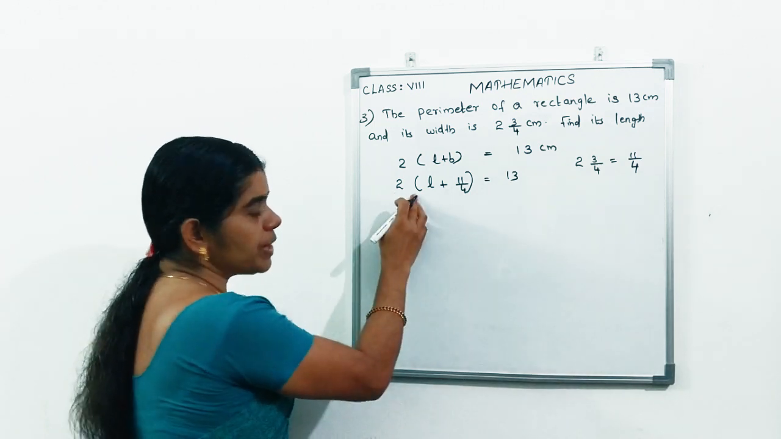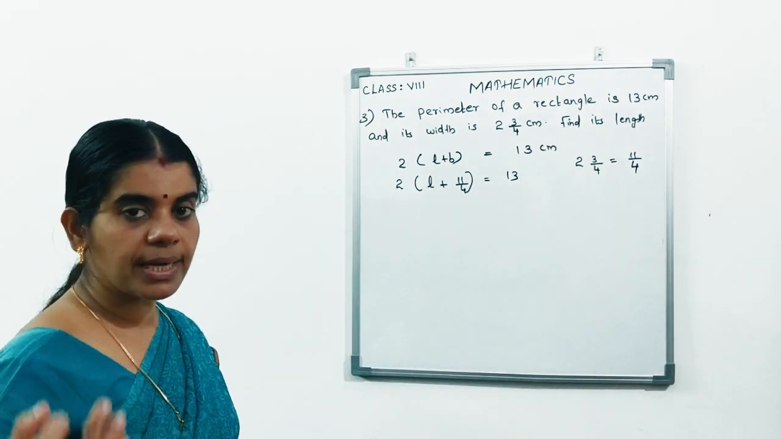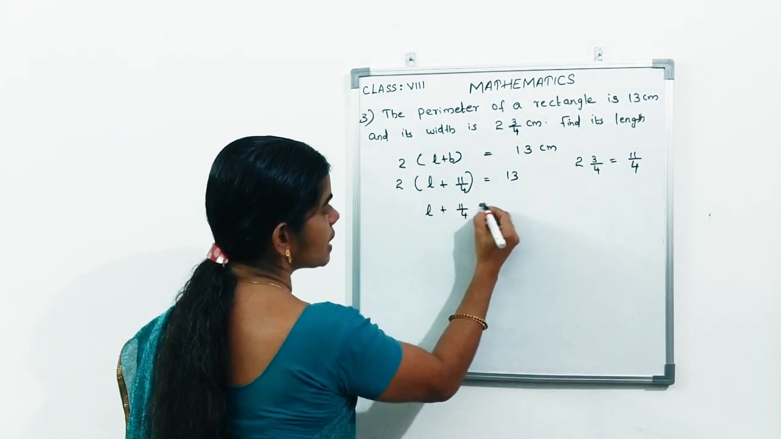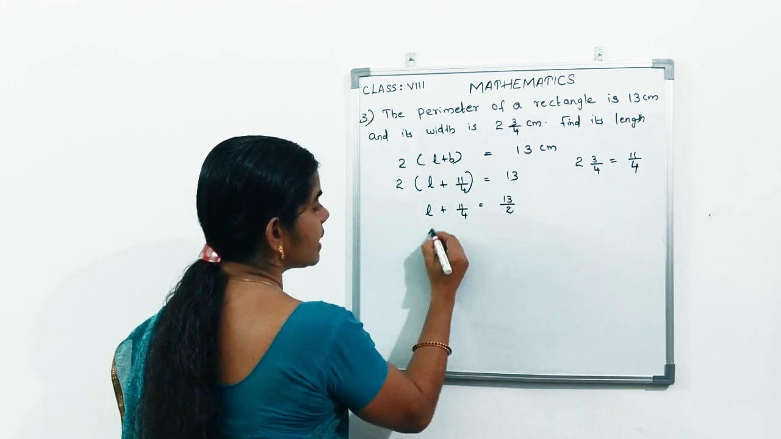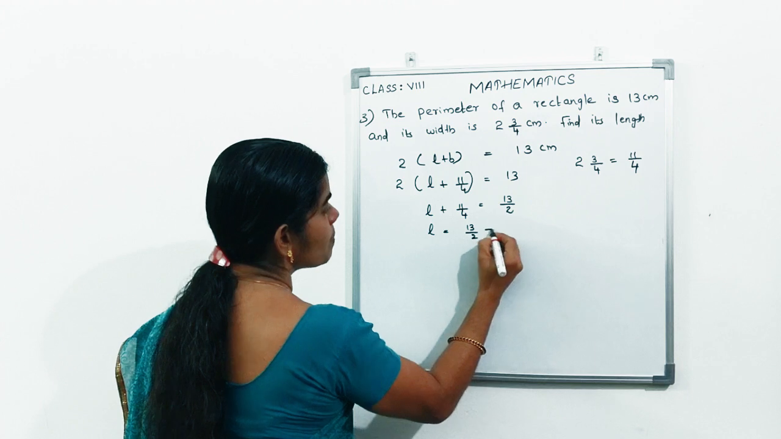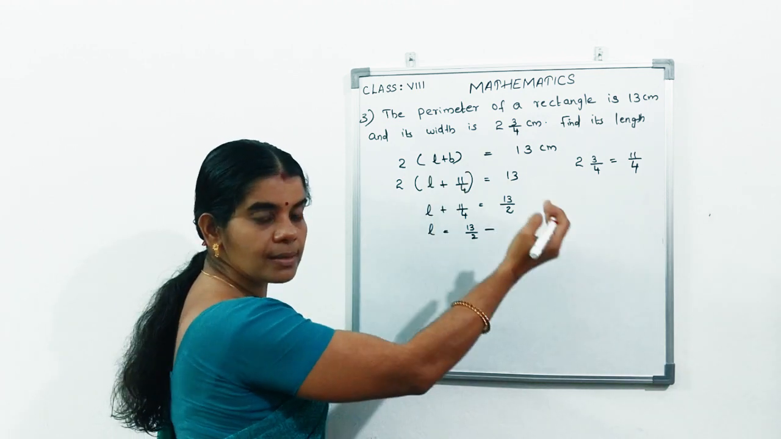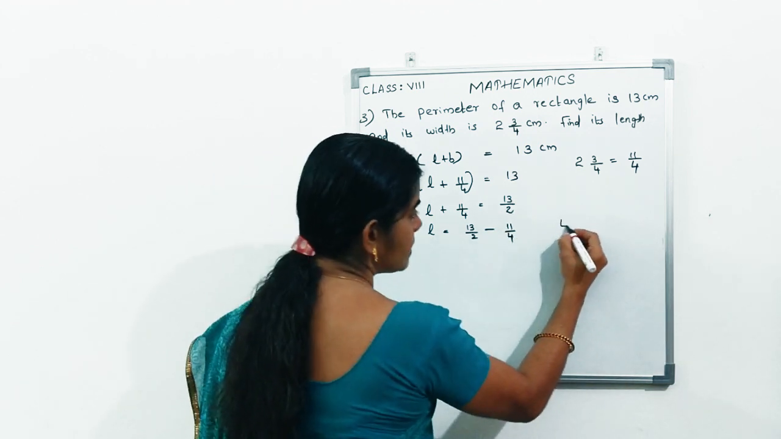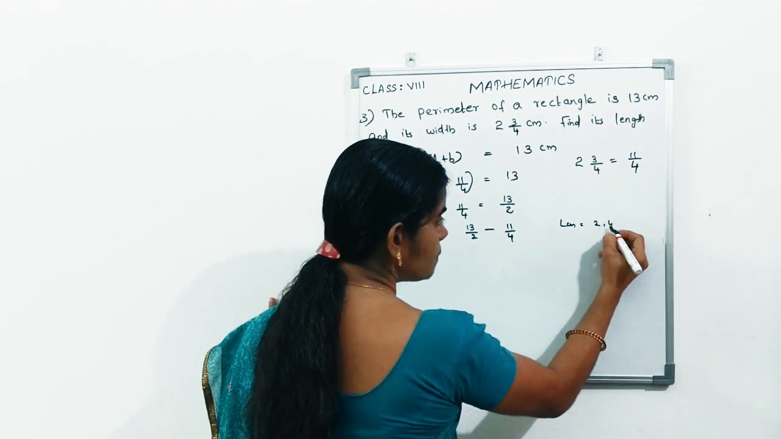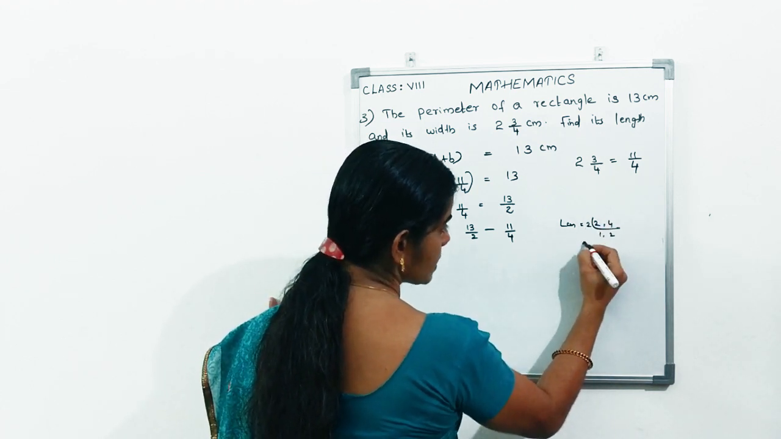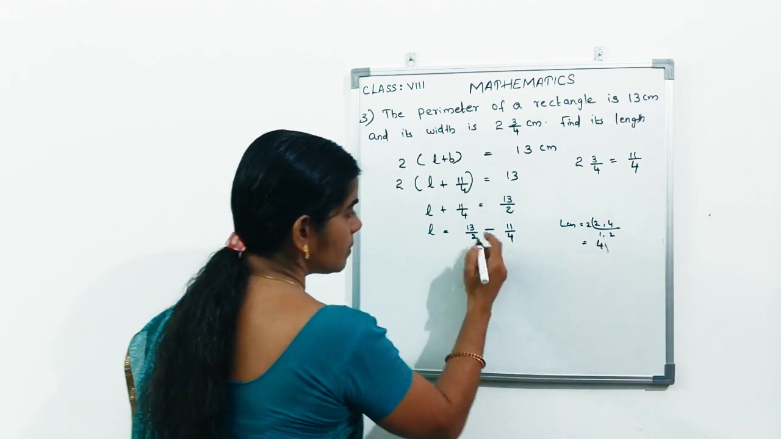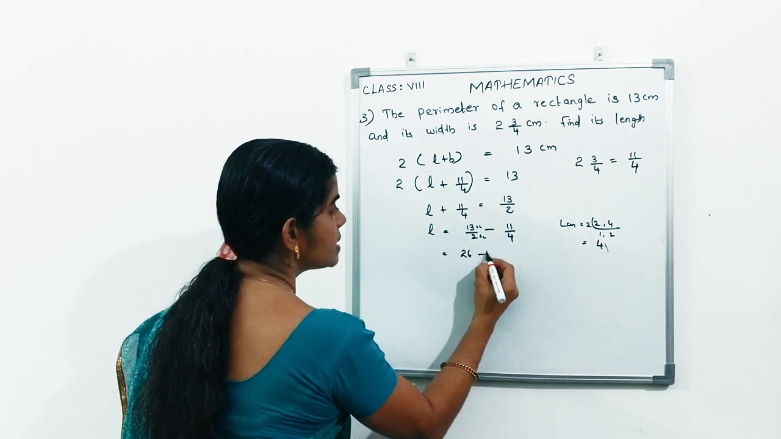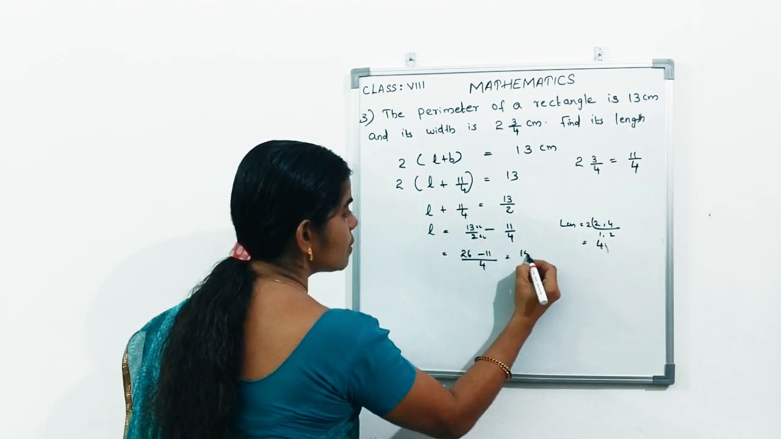If you take the 2 to the right side, it will become division. Therefore, L plus 11 by 4 is equal to 13 by 2. Then L is equal to 13 by 2 minus 11 by 4. If you take it to the right side of the equal sign, it will become minus 11 by 4. Then the LCM of 2 and 4 will be 4. We want to multiply 13 by 2 to make the denominator 4, then 26 minus 11 by 4, that is 15 by 4.